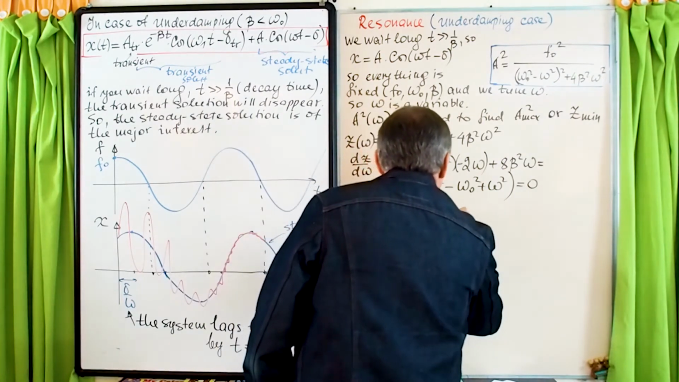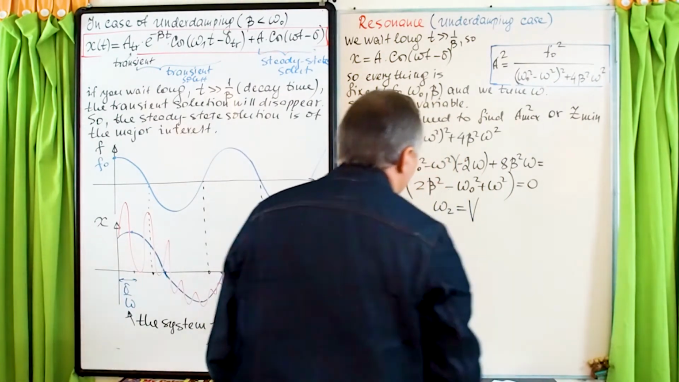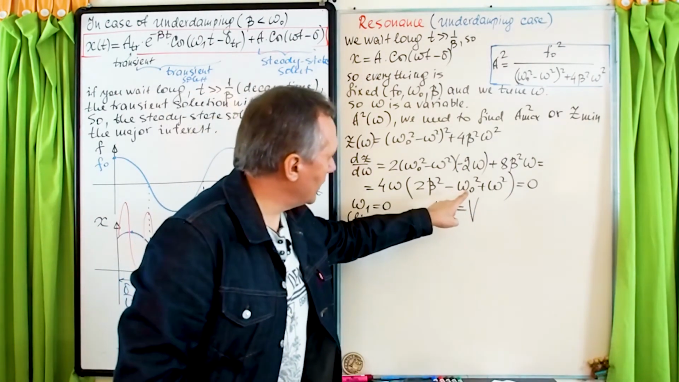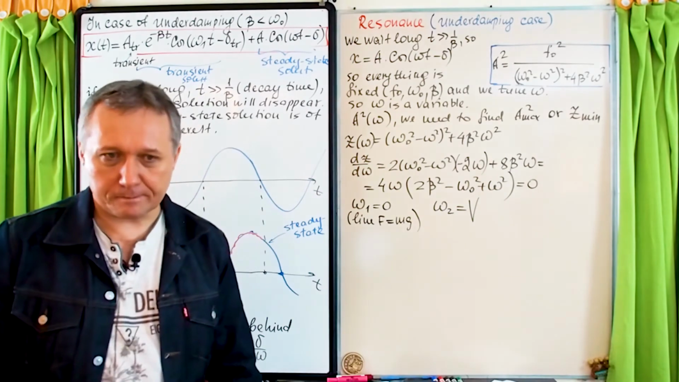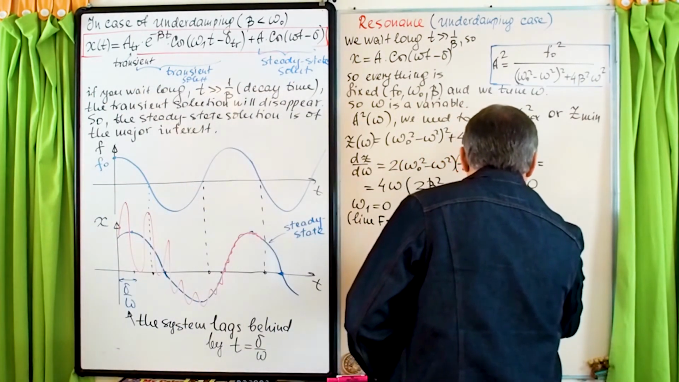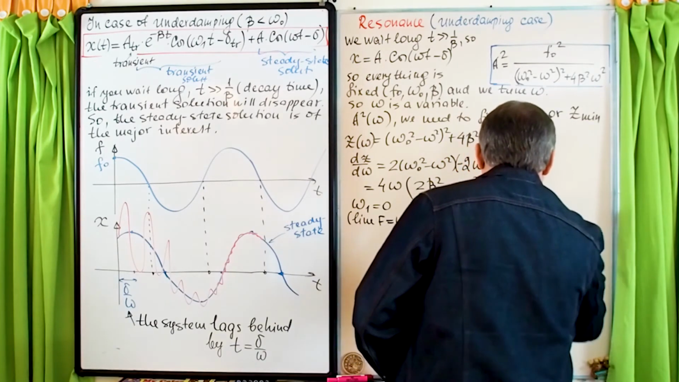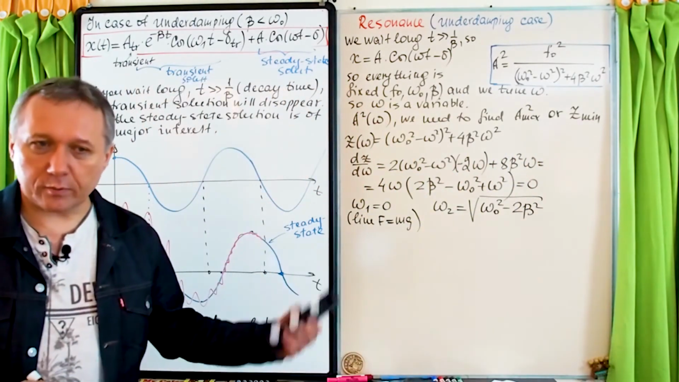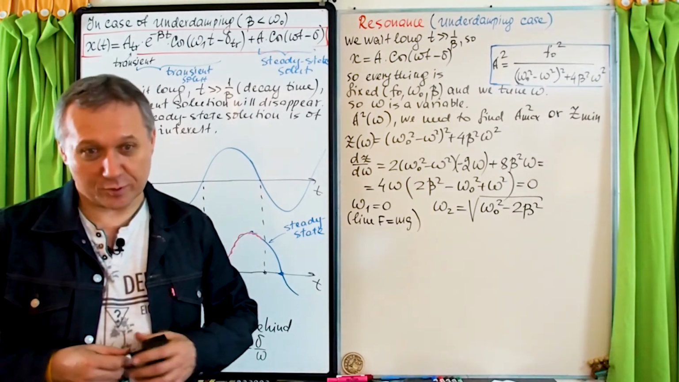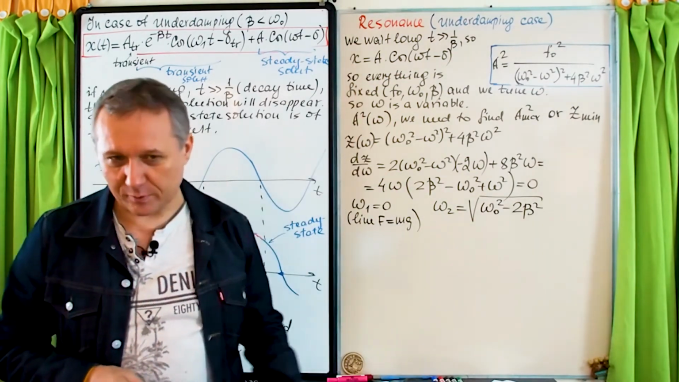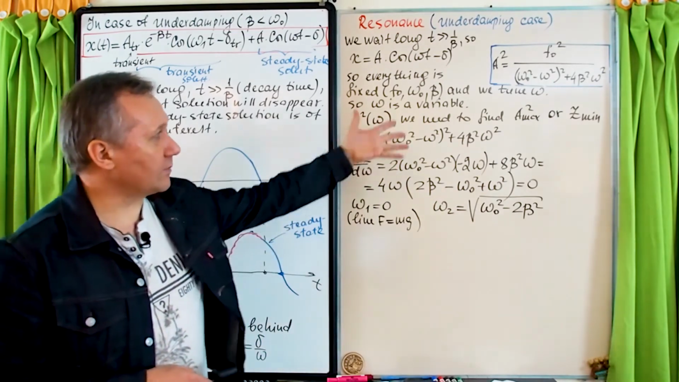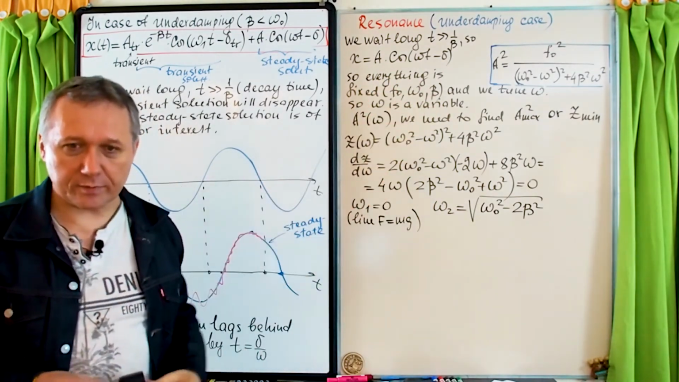And of course, the second solution, omega 2, will be equal to the square root. So we're solving for this, so it will be omega naught squared minus 2 beta squared. And of course, that will be our resonant frequency. Right now, of course, it's just a candidate, because we still don't know what will be at the end. But we know that at this point, the response of the system amplitude will be maximum. So this will be the resonant frequency.